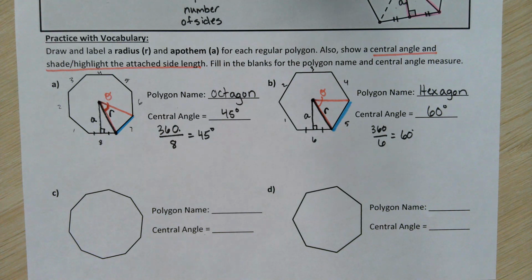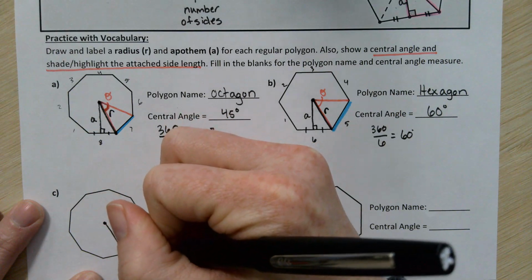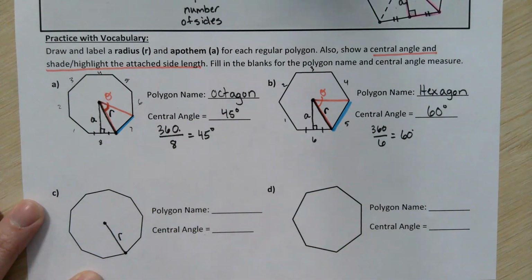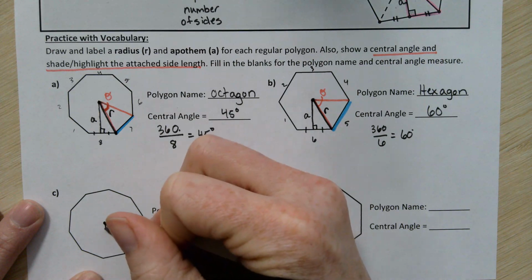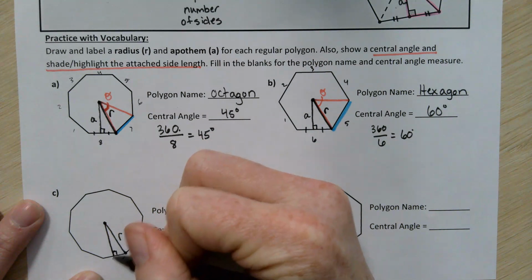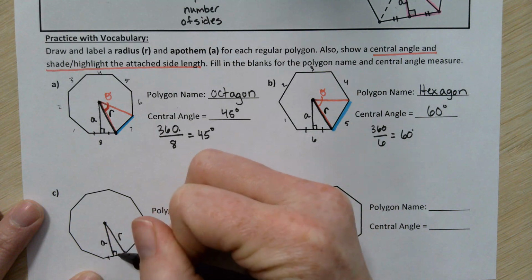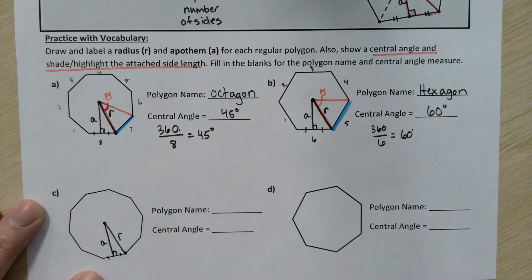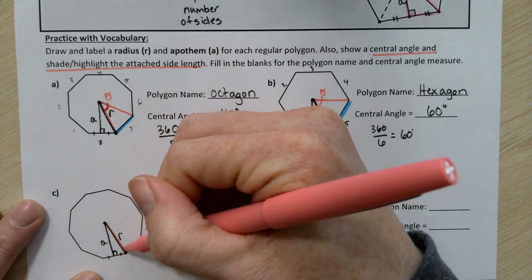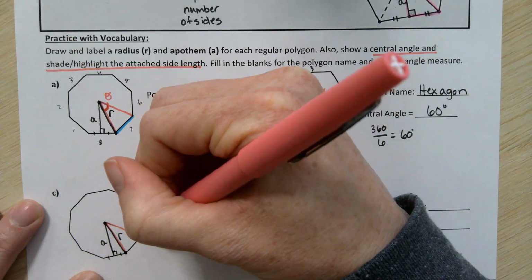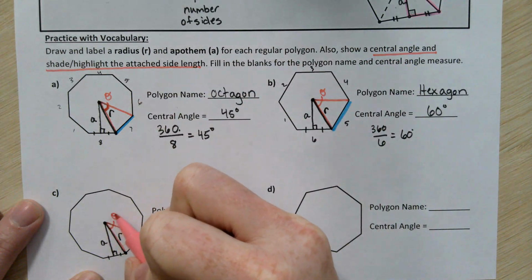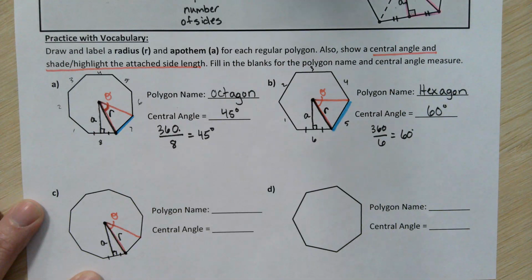All right, 2 to go. This polygon has a lot of sides, but we're going to start the same way. Find that center, connect that to a corner vertex to find the radius. Back to the center, but connected to the midpoint of the side with a right angle is the apothem. We're going to take this radius and the one right next door to mark our central angle. Then this would be the highlighted or shaded side connected to that.